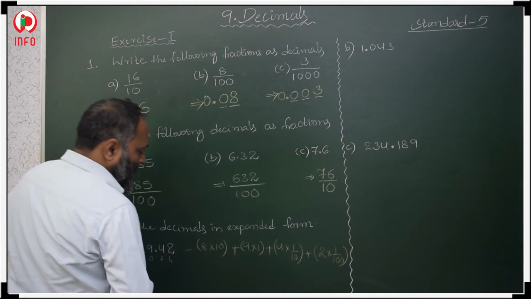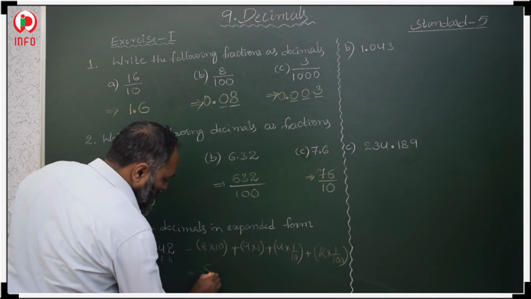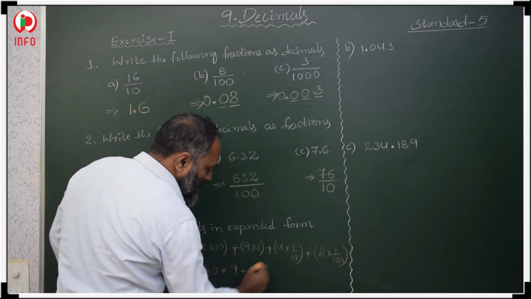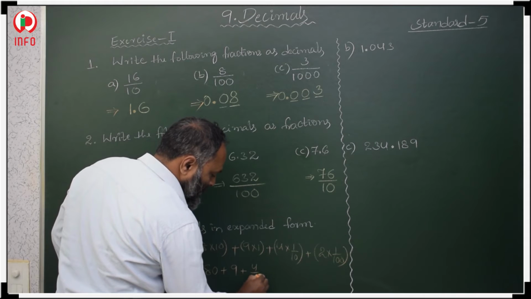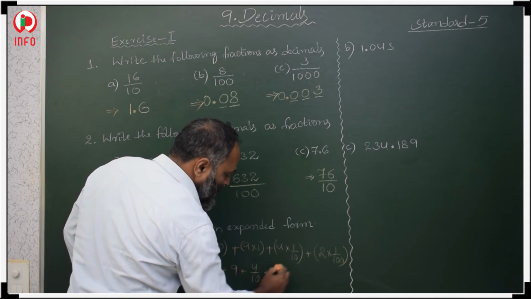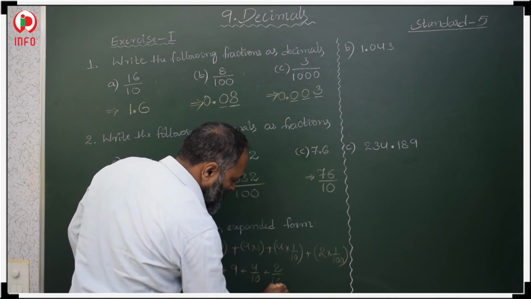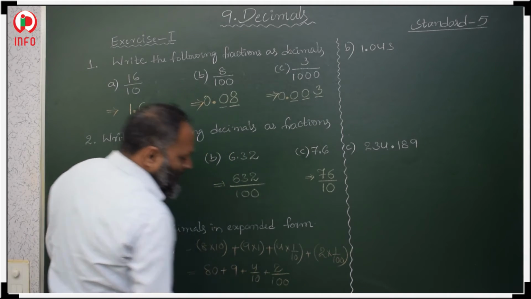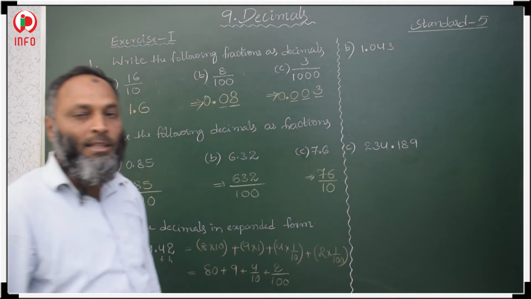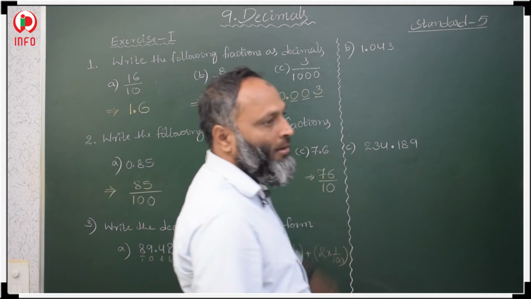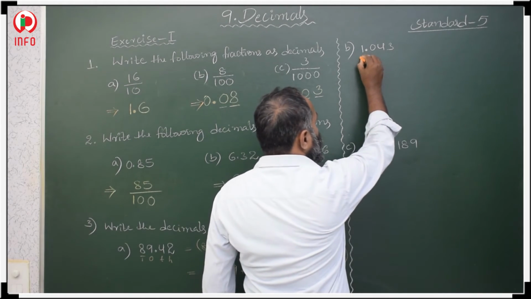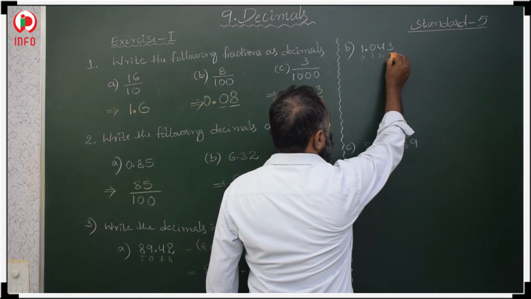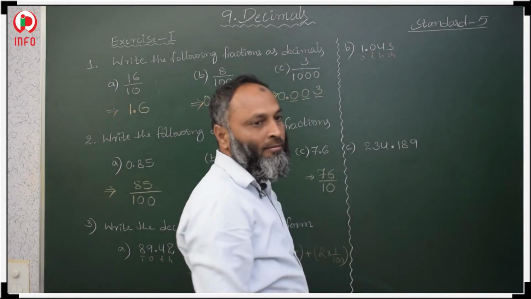8 tens are 80, plus 9 ones are 9, plus 4 into 1 by 10 is 4 by 10, plus 2 into 1 by 100 is 2 by 100. This is the expanded form. Here also expanded form. This is the ones place, this is the tenths place, this is the hundredths place, this is the thousandths place.